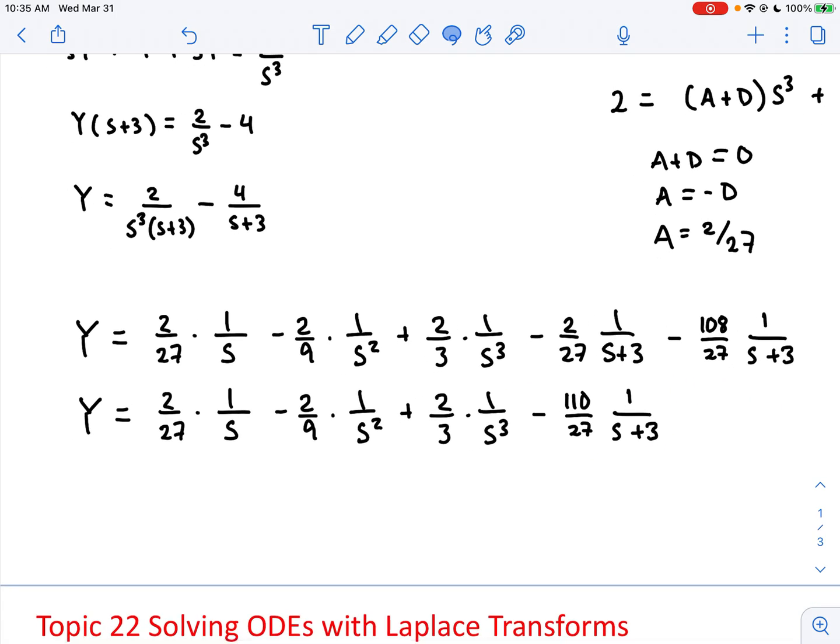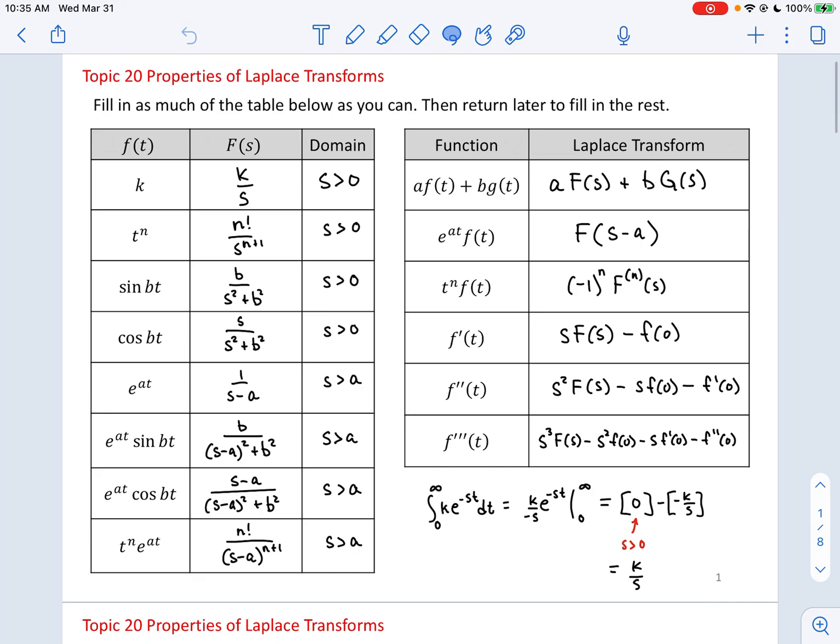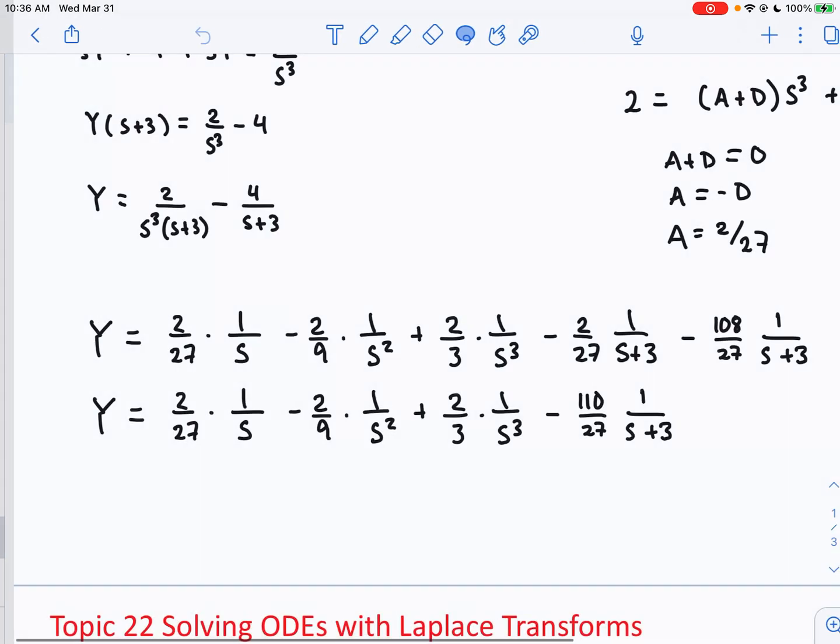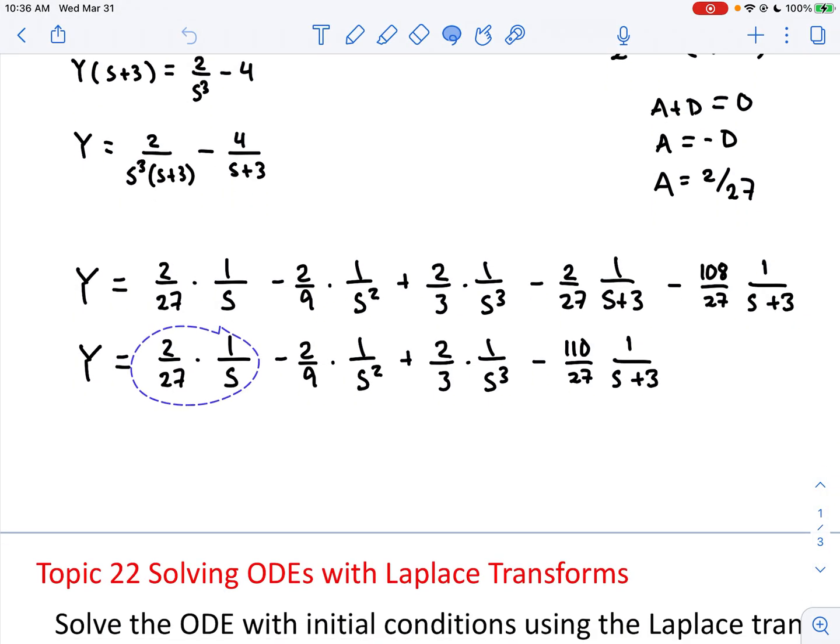So here's our capital Y function, and now we need to do reverse Laplace transforms. So again, referring back to our table from topic 20, if ever you have a k over s, or k times 1 over s, and you want to reverse that, it just goes back to a constant k. We do the inverse Laplace transform, takes me back to just that constant k. So we have the first one, 2/27 times 1 over s. The reverse Laplace transform of that, so we'll go back to y, little y now, is just going to be the constant k. In this case, the constant k is 2/27.